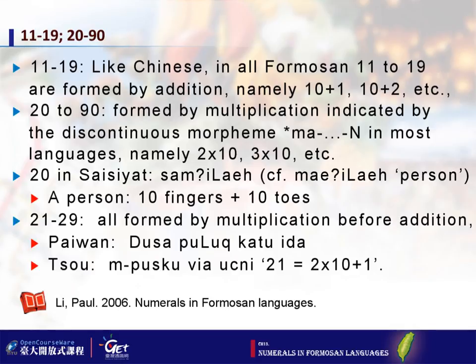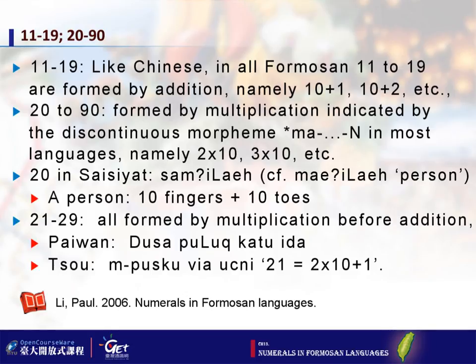And how about numbers larger than 10? Like Chinese, in all Formosan languages, 11 to 19 are formed by addition, namely 10 plus 1, 10 plus 2, etc. But 20 to 90 are formed by multiplication, because addition would be too difficult. Multiplication is indicated by the discontinuous morpheme ma followed by the numbers at the end in most languages, namely 20 will be 2 times 10 and 30 will be 3 times 10, okay?